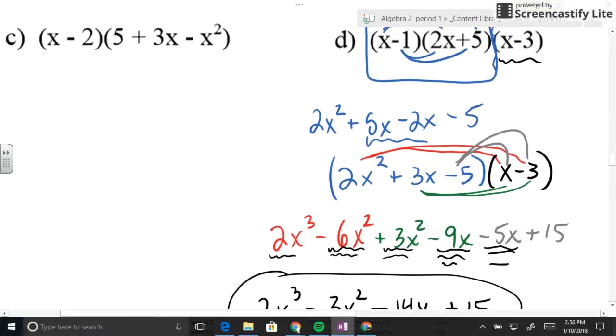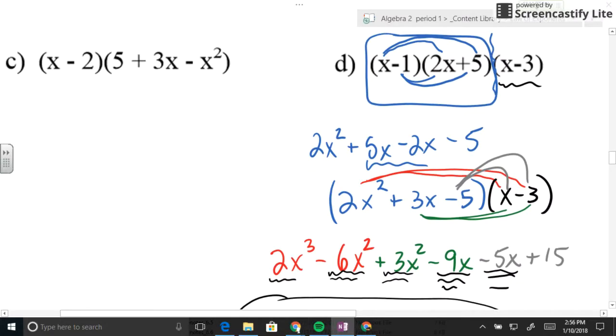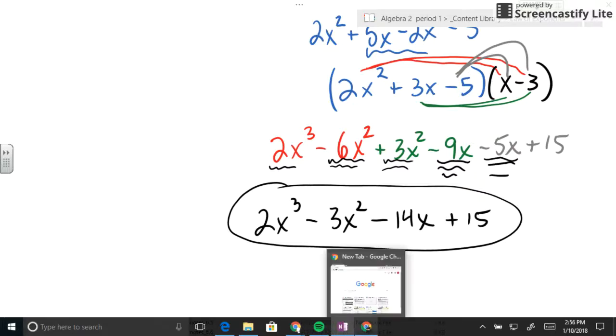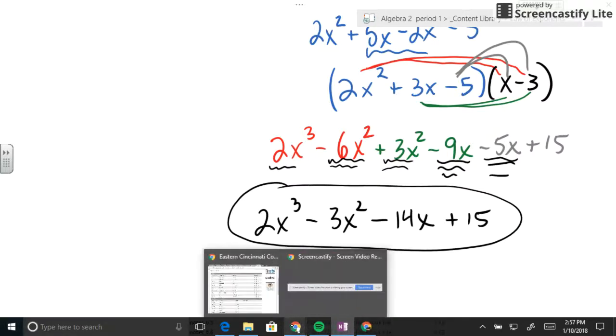So if we were going to multiply these three binomials, the first thing we do is multiply the first two, get an answer, take the third one, and multiply it by distributing all three of these terms to the two inside the x minus 3. And when you multiply them, you get 2x cubed minus 3x squared minus 14x plus 15. And that would be how you would multiply three binomials.